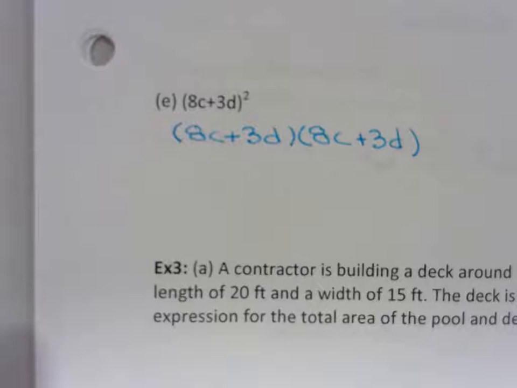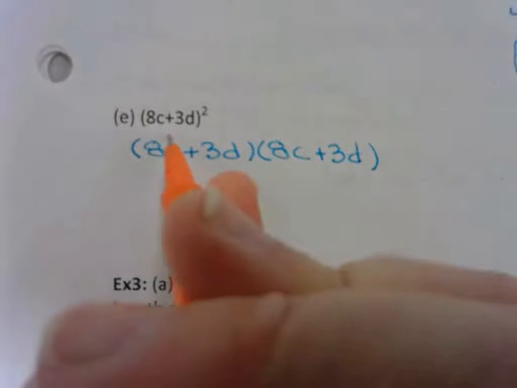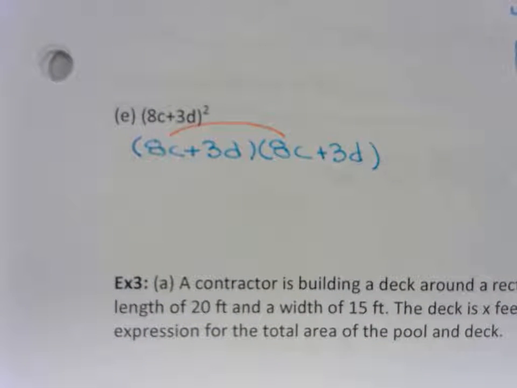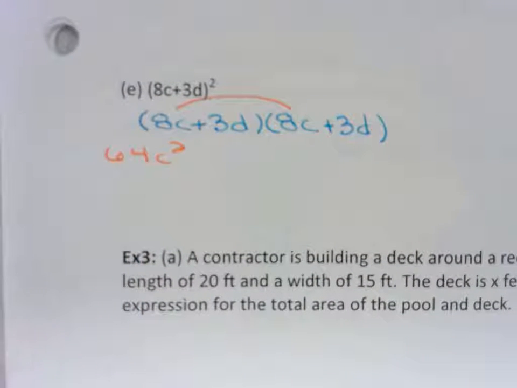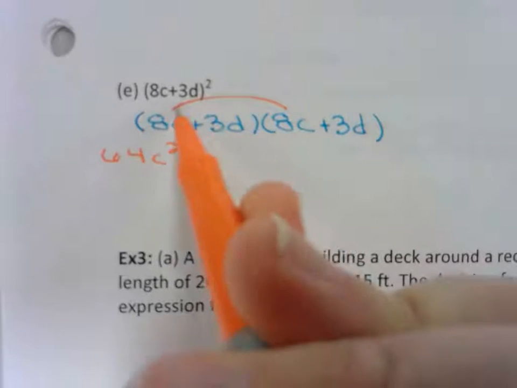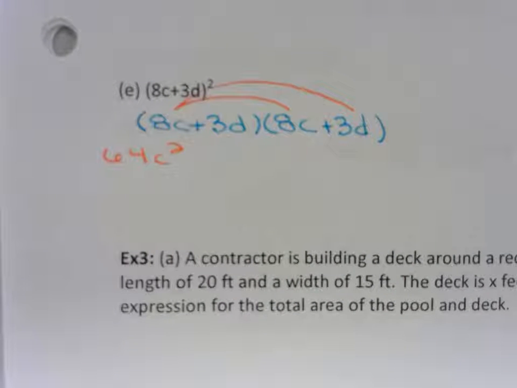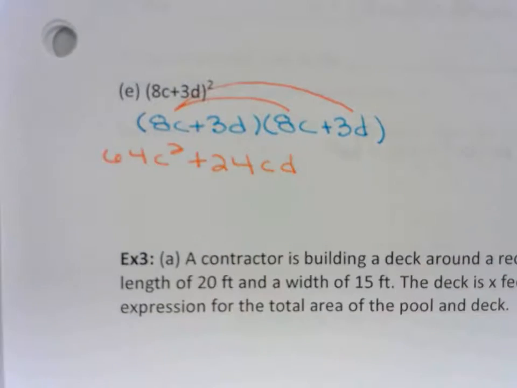So as I go through and FOIL this, what are the first things I multiply together? The 8c and 8c. So what is 8c times 8c? 64c squared. If FOILing confuses you, just think I'm taking everything in the first term and distributing it. The next one, if I FOIL, I multiply my outside two. If I think distributing, that will be what? 8c times 3d. So 8c times 3d is 24cd. Good.